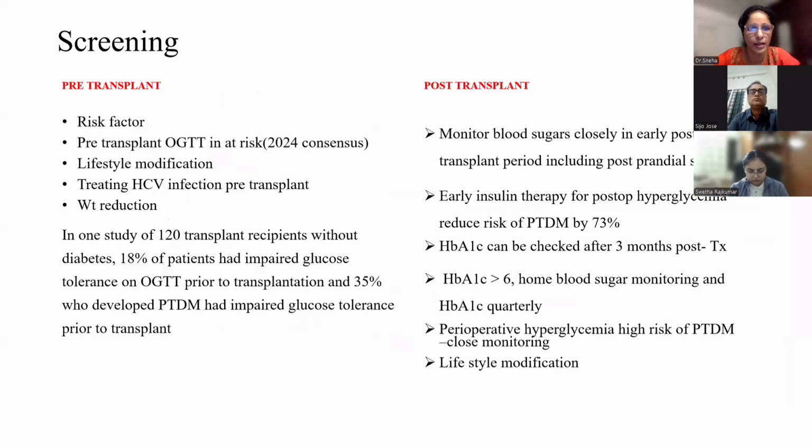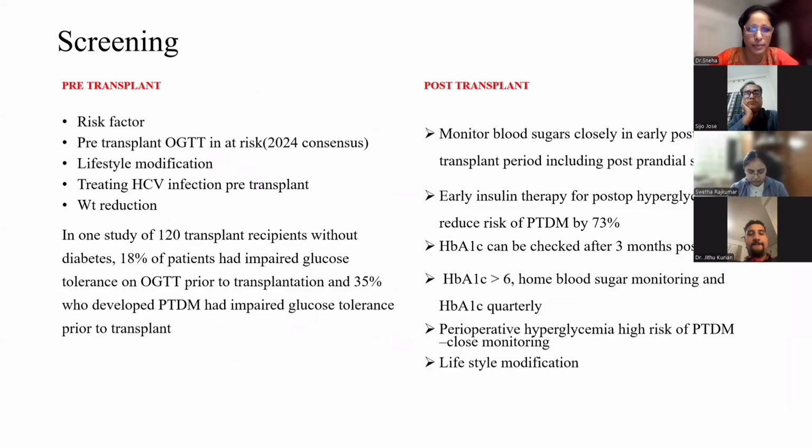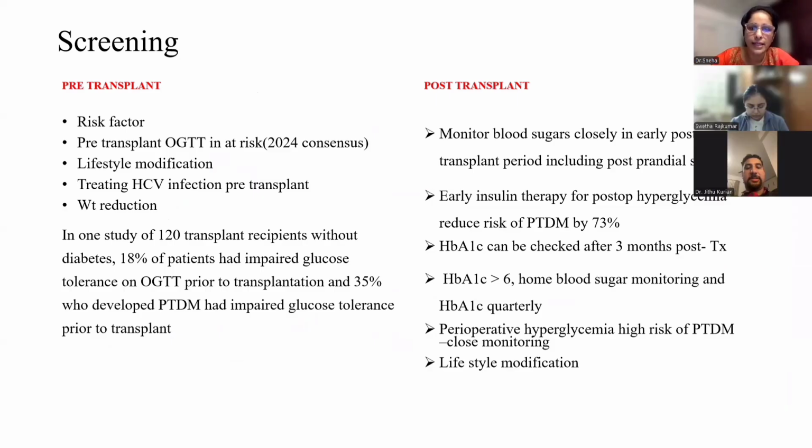Next. So we should start screening pre-transplant itself, looking for the risk factors which we already discussed. If the patient is at risk, do a pre-transplant OGTT according to 2024 guidelines, and start lifestyle modification, weight reduction, and if the patient is HCV positive, treat pre-transplant itself. In one study of 120 transplant recipients with diabetes, 18% of patients had impaired glucose tolerance on OGTT prior to transplant. And 35% who developed PTDM had impaired glucose tolerance prior to transplant.